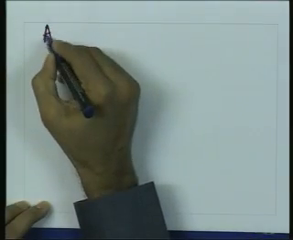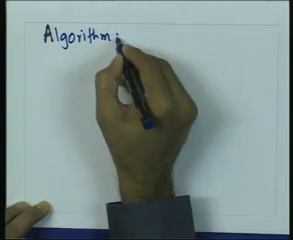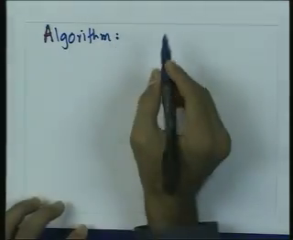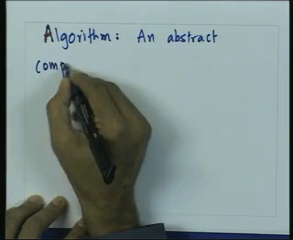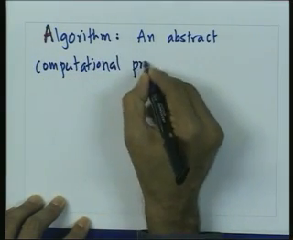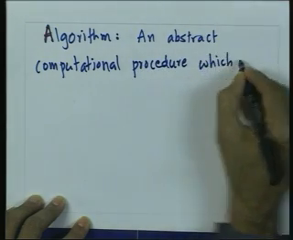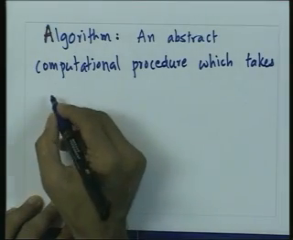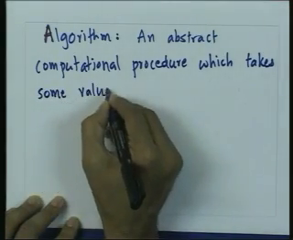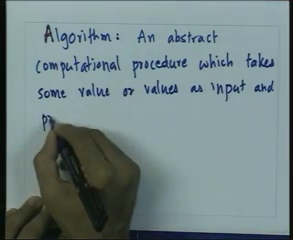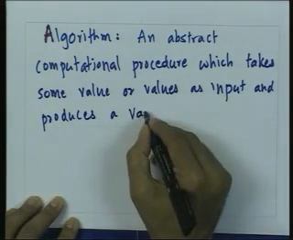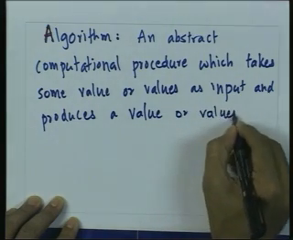The next important term that we need to discuss is algorithm. When I say algorithm, I mean an abstract computational procedure which takes some value or values as input and produces a value or values as output.